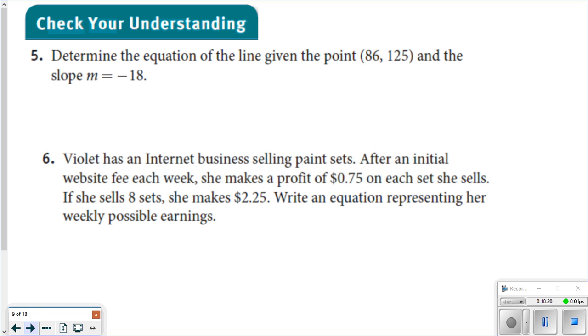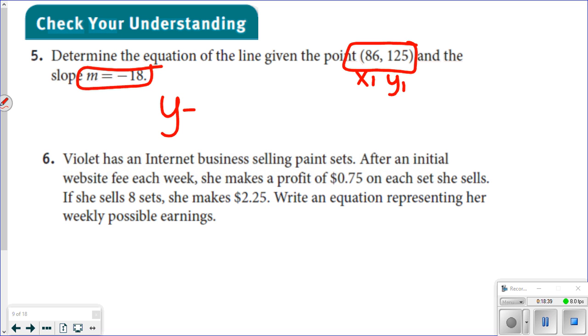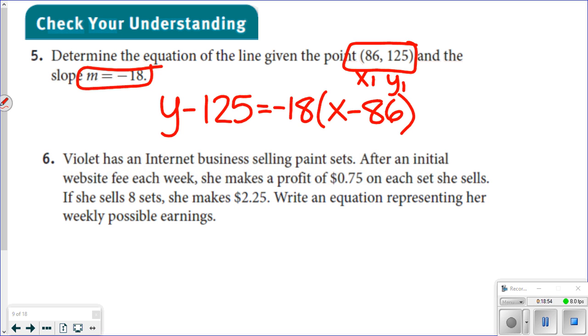All right, question 5. I want you to pause the video and do this by yourself. You're going to write the equation in point-slope form. Here's your point. Here's your slope. You can do it. Y minus 125 equals slope x minus 86.